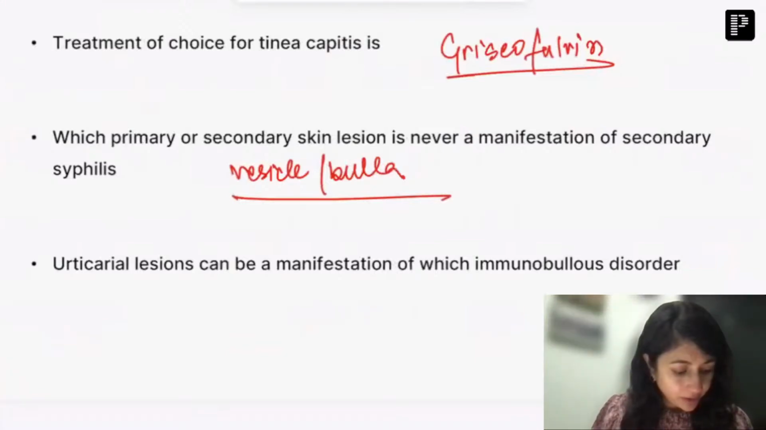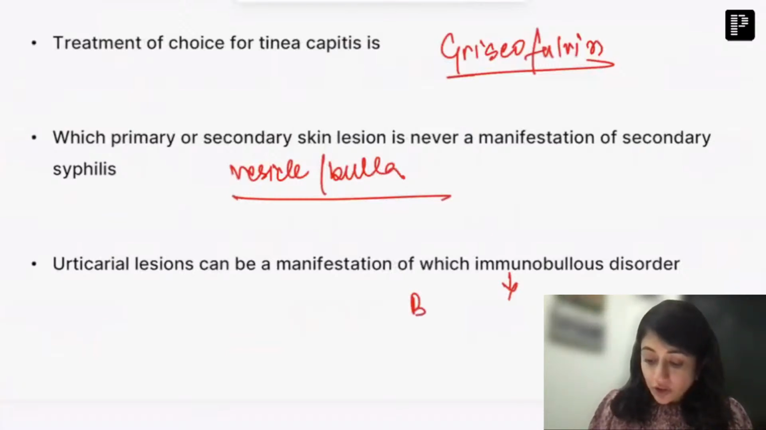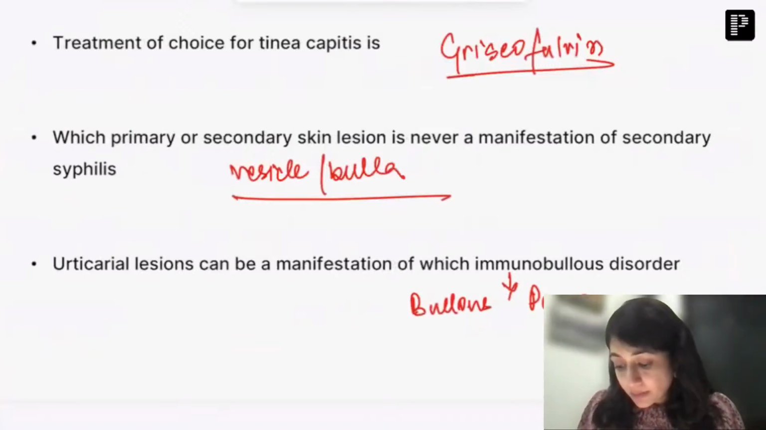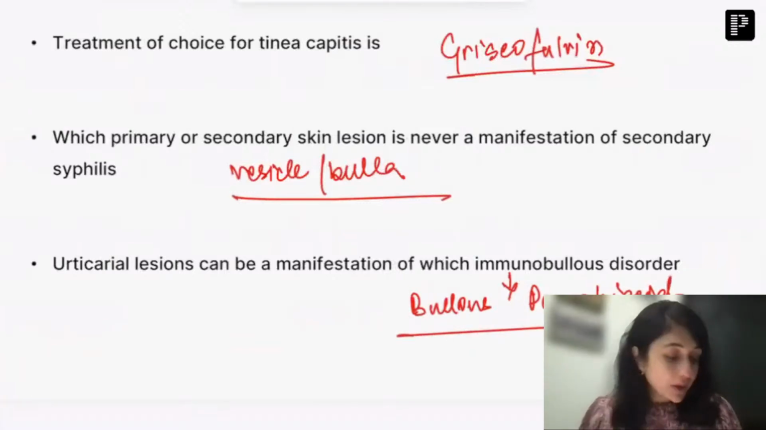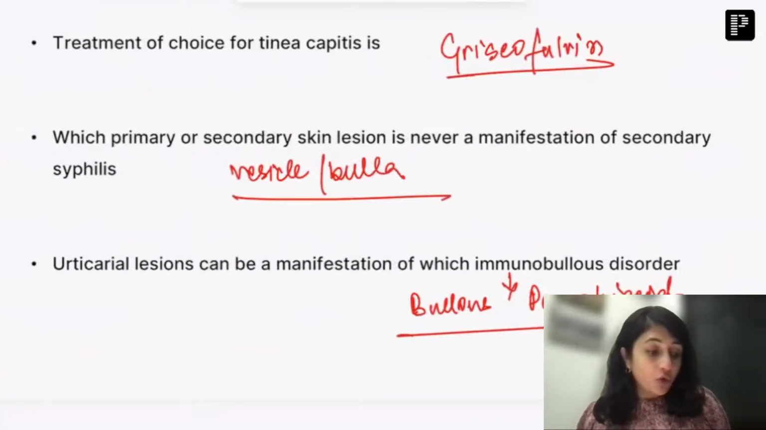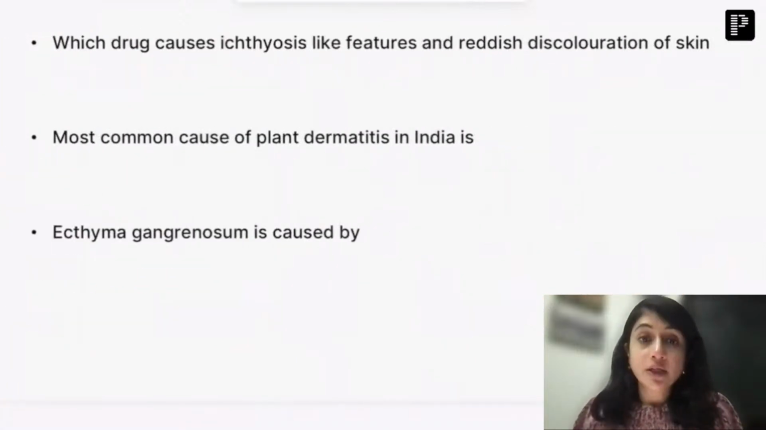I asked which immunobullous disorder. Dermatographism can present with urticarial lesion. I am saying which immunobullous disorder you can see urticarial lesion. It is bullous pemphigoid. Bullous pemphigoid has a pre-bullous phase, where you do not see any bulla, but you just see urticarial lesions. So bullous pemphigoid is an immunobullous disorder where you see urticarial lesions.